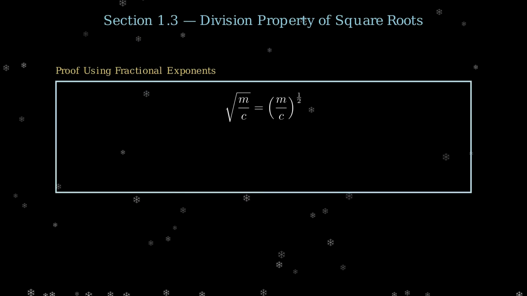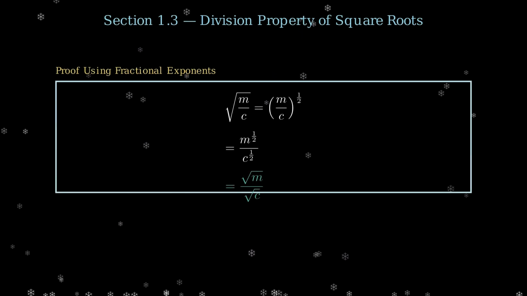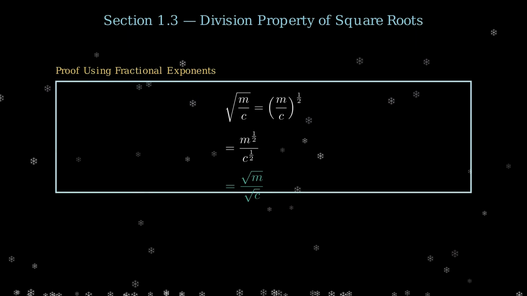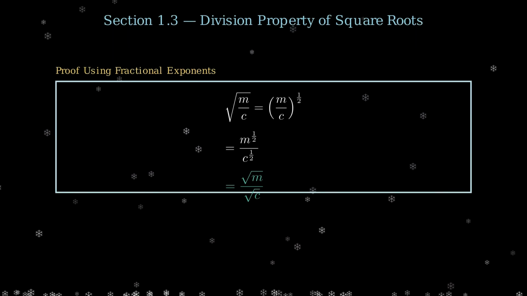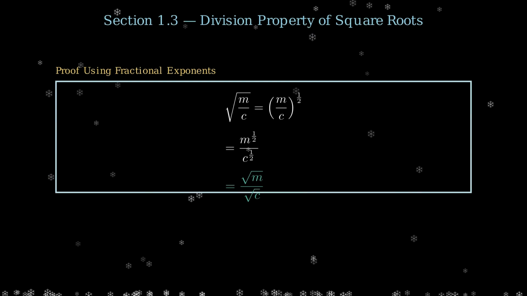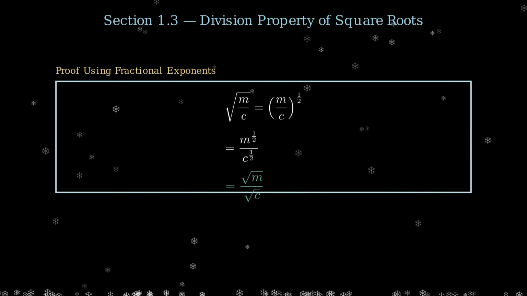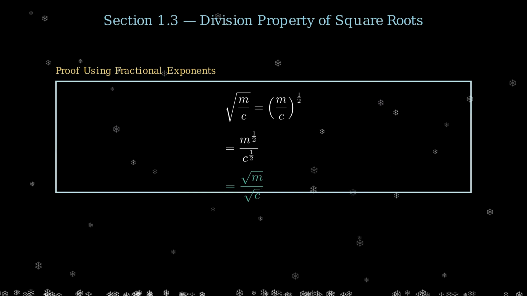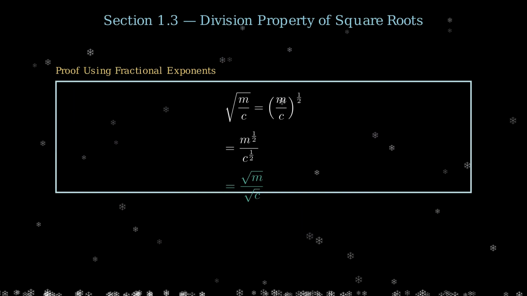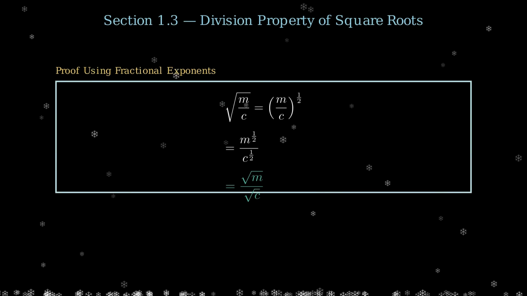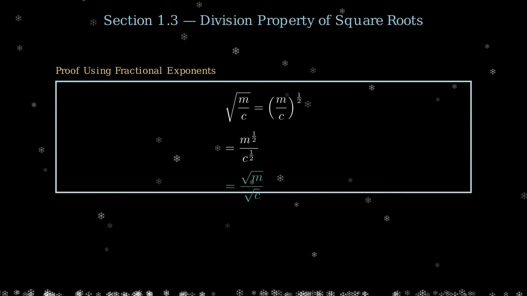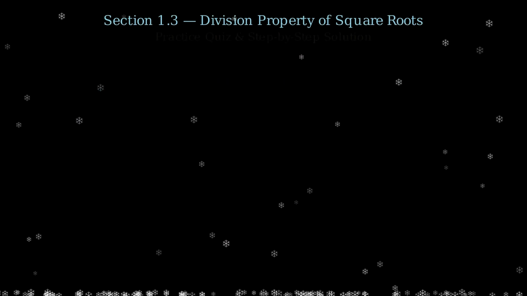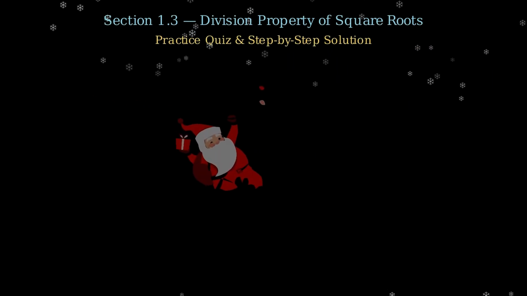Let's mathematically prove the division property of square roots. Any square root can be expressed as a fractional power of 1 over 2. Therefore, the square root of m over c can be written as the fraction m over c raised to the half power. According to the rules of exponents, we distribute the power of 1 over 2 to both the numerator and the denominator. This gives us m to the half power over c to the half power. Finally, converting these fractional exponents back into radical symbols, we neatly get the square root of m divided by the square root of c. Now let's apply this property to a practice quiz.